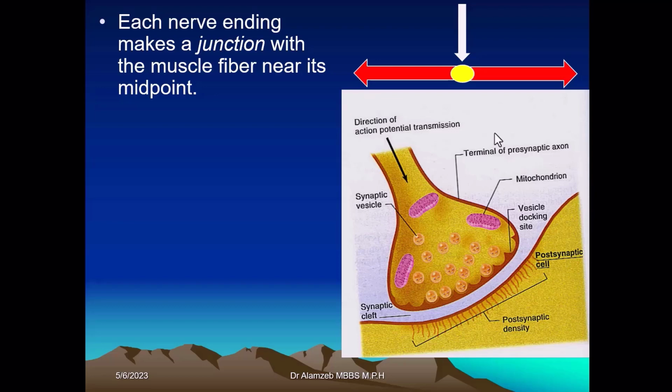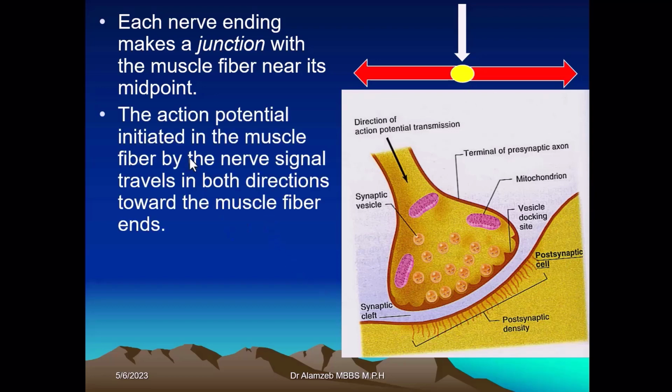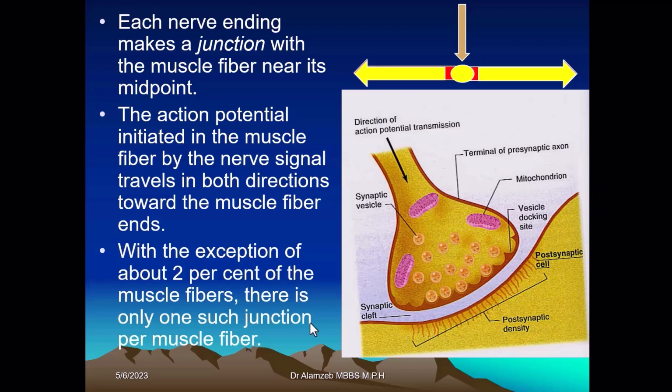The nerve and the muscle junction is at the midpoint of the muscle fiber. The action potential initiated in the muscle fiber by the nerve signal travels in both directions towards the muscle fiber ends. With the exception of about 2% of the muscle fibers, there is only one such junction per muscle fiber. 2% of the muscle fibers are not supplied by a nerve, they have no neuromuscular junction. The rest, 98% of the fibers, have this type of neuromuscular junction.